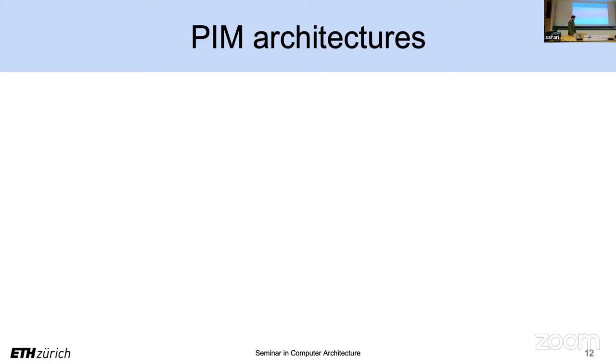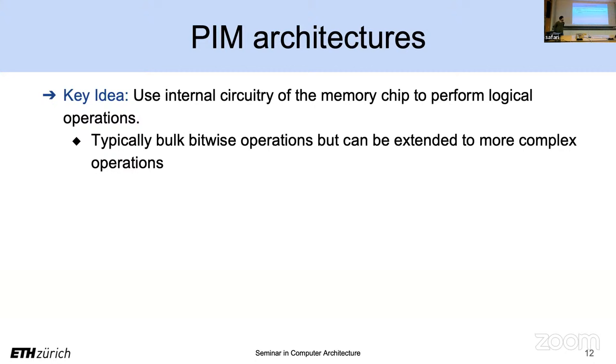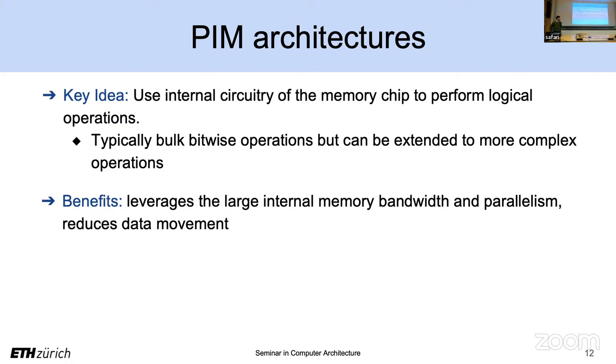We saw this already a few times in the seminar, so I will be brief on PIM architectures. To summarize, the key idea is to use the internal circuitry of the memory chip to perform all these logical operations. Typically, we perform bulk bitwise operations, but also more complex operations like add and so on. The benefits are that when you do computation this way, you can use the internal memory bandwidth, you don't have to move the data back and forth between a processing unit and a memory unit, and you have high parallelism. As I said, this reduces data movement.